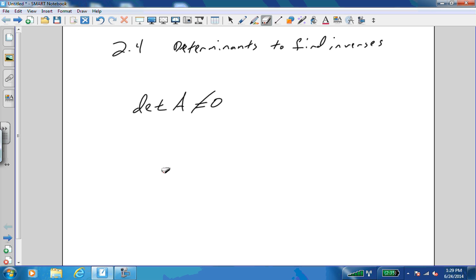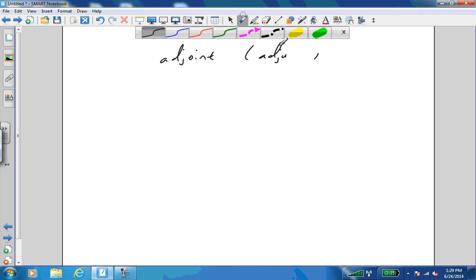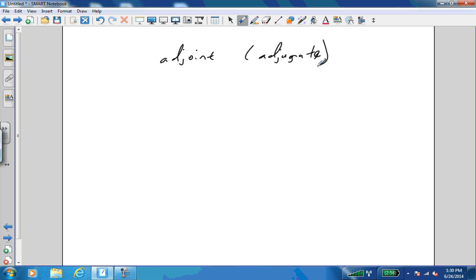So before we go straight to the inverse, we need to define a term. And this book calls it an adjoint. Some books call it an adjunct. And first of all, to do that, well, I guess I'll go ahead and give you the definition.